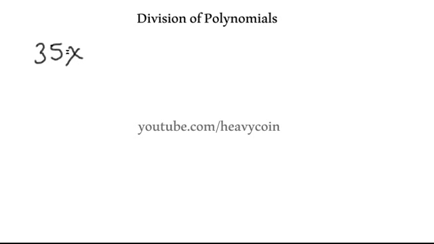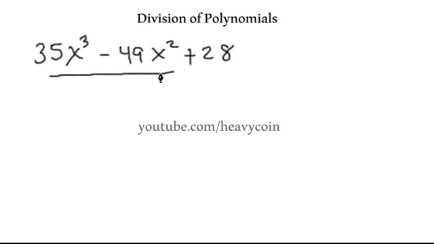Alright, so let me just start over here. This is a cube minus 49x squared plus 28, and this is going to be all over 7. Now, of course, we're starting with something simple here, but there's a way of doing this without having to use long division.